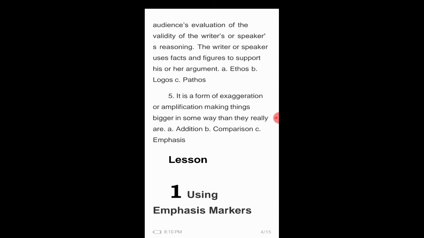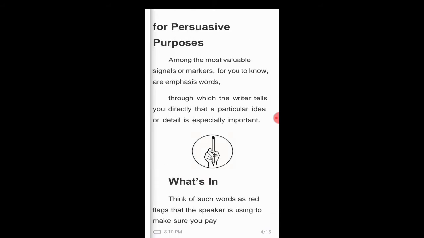So let's start with the lesson: using emphasis markers for persuasive purposes. Class, when we say persuasive essays, in academic writing, in English writing, it is always part of a lesson that you compose a persuasive essay. You just only need to choose from the two. Either you agree or not. You make your readers believe what you are saying.